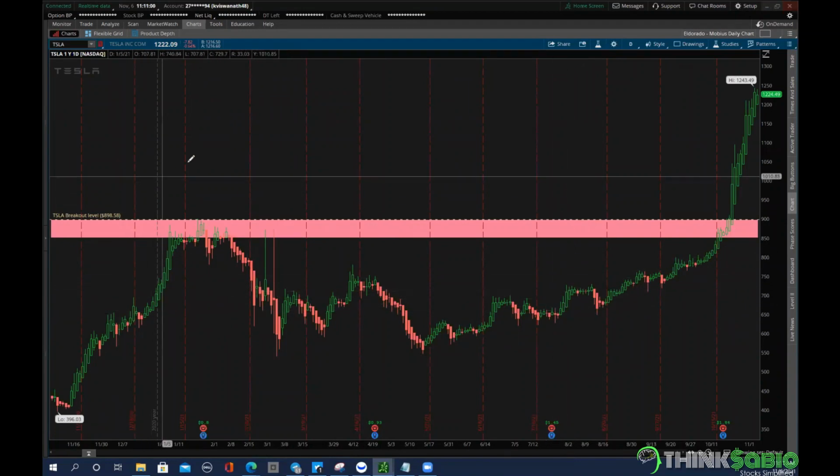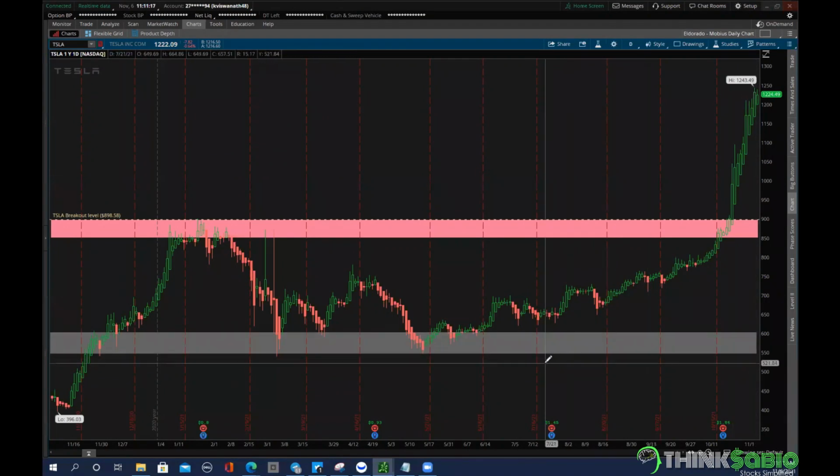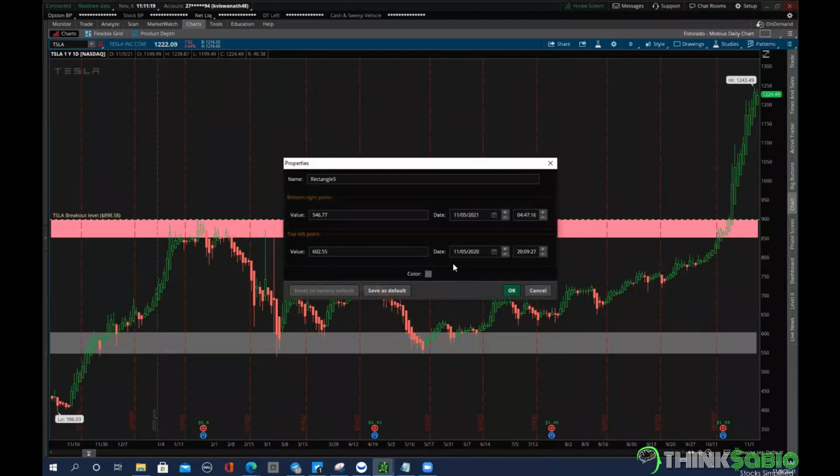Now, what is this chart telling you guys? What this is telling is, you don't have to do anything. All you have to do is open a yearly chart and plot this demand zone. And then you can also plot another zone here. And then you can call it a supply zone.